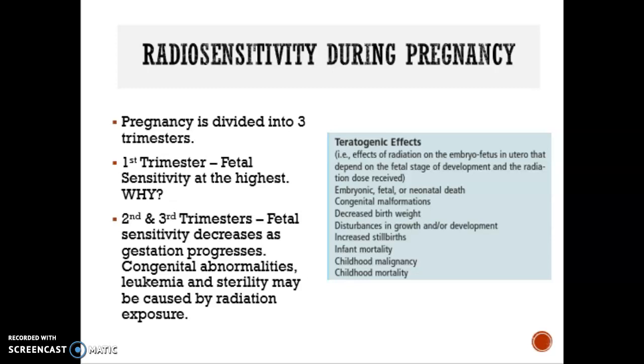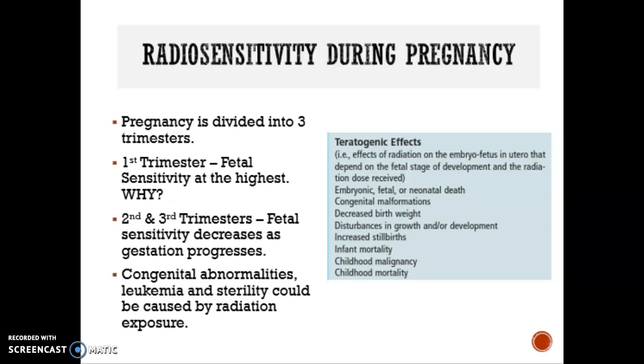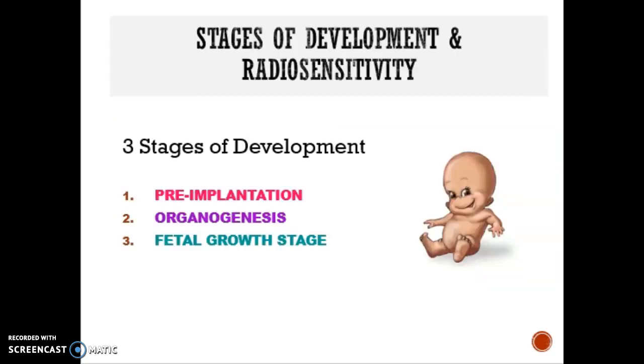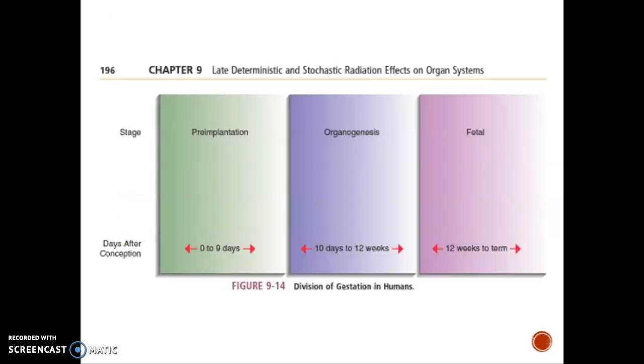And why do you think that is? In the 2nd and the 3rd trimesters, fetal radiation sensitivity will decrease as the gestation progresses or the fetus develops. So congenital abnormalities, leukemia, and sterility, there is always a risk of these things occurring because of the radiation exposure. And this obviously depends on the amount of exposure given. To reiterate, there are 3 stages of development: pre-implantation, organogenesis, and fetal growth stage, all of which occur at different time periods.